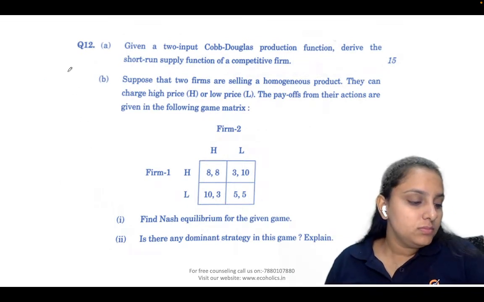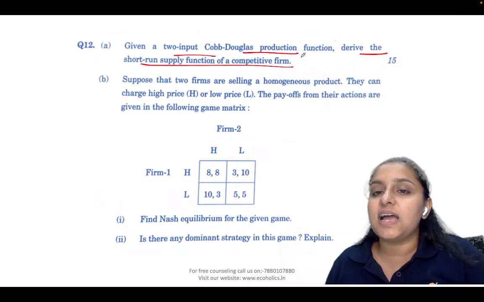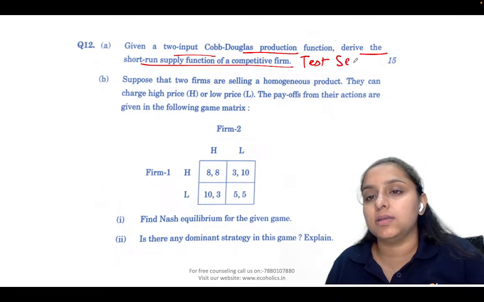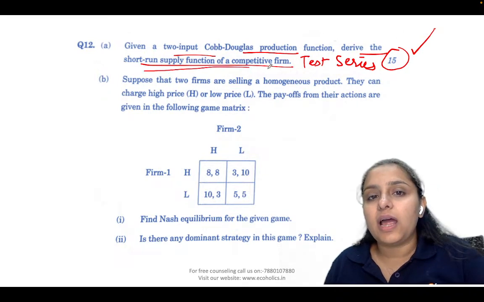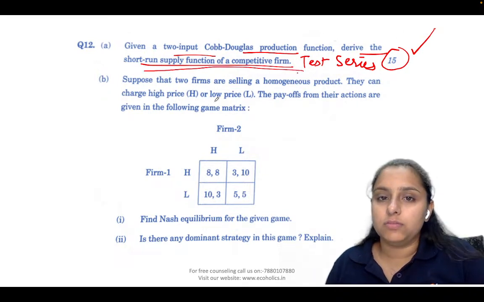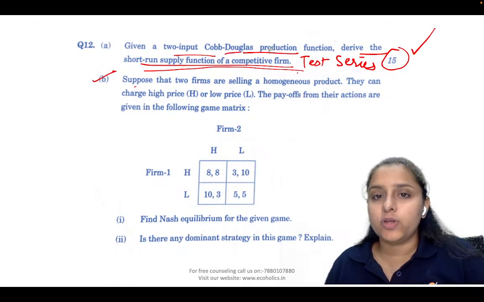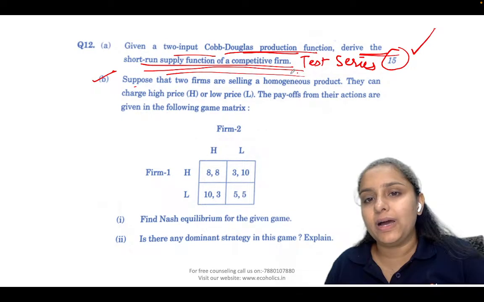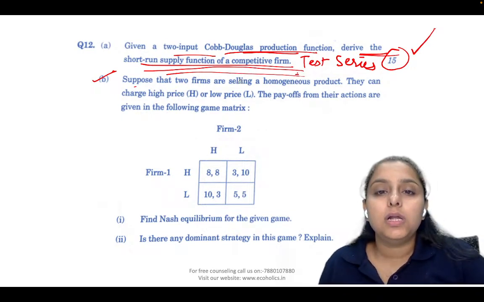Now, 12th question. Two input Cobb-Douglas production function, derive the short run supply function. Exact same question we had in our test series, so 15 marks in your pocket. You had to derive the short run supply function. Then this is from game theory. There are two forms. This question, again, the whole proof will be done in our app discussion, so you can join us there as well.